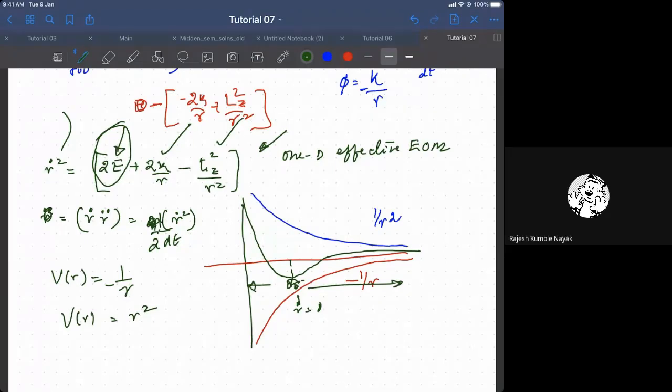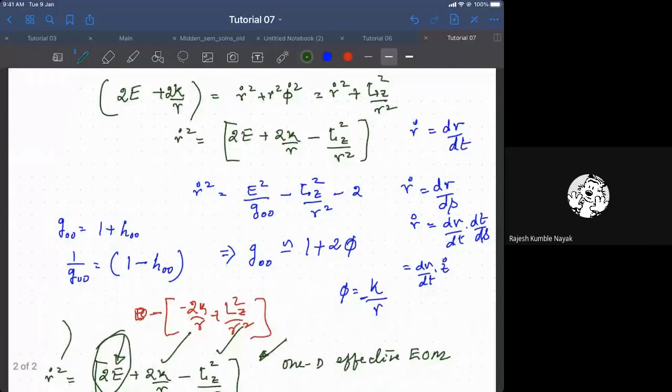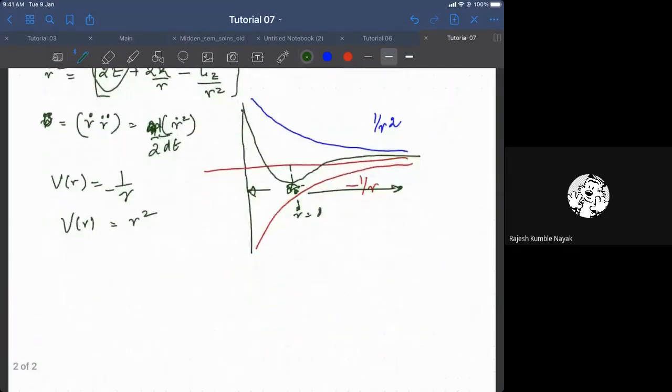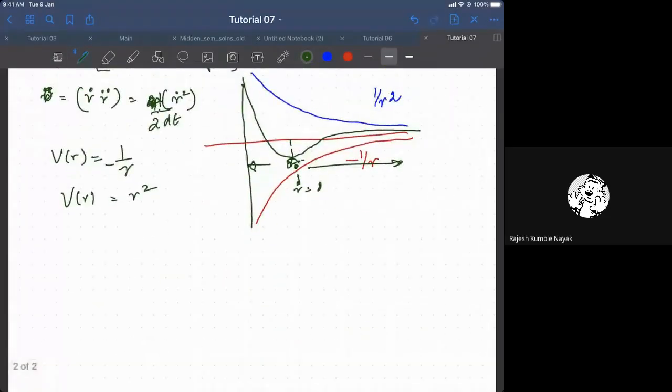In GR, it does not happen because the effective potential, this is approximate. If you write down the exact effective potential, then it would not simply match with the exact Newtonian potential. There are some correction terms coming, so that leads to the instability in the circular orbit at some point in the space. Any questions so far?